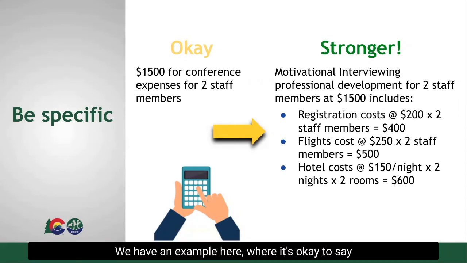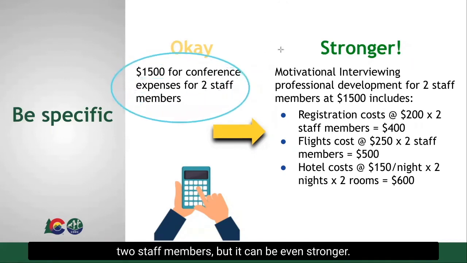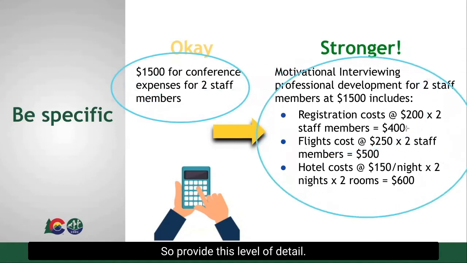We have an example here where it's okay to say, "We know we need $1,500 for conference expenses for 2 staff members," but it can be even stronger. So provide this level of detail.